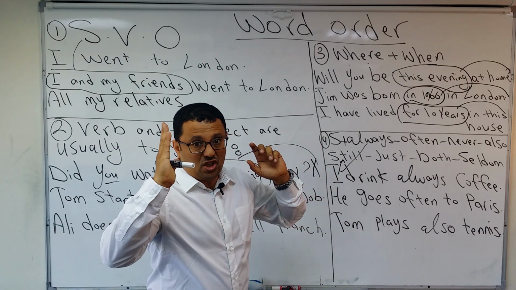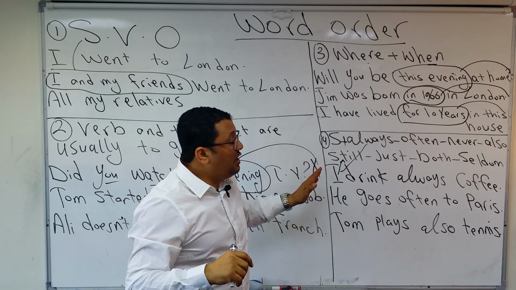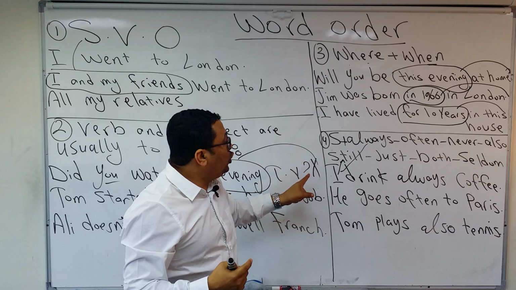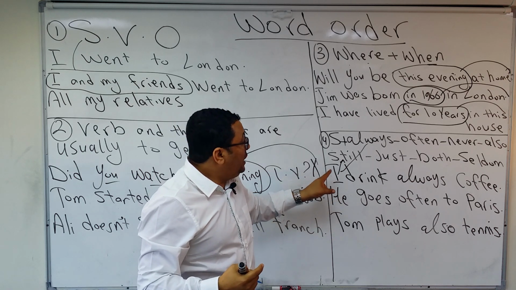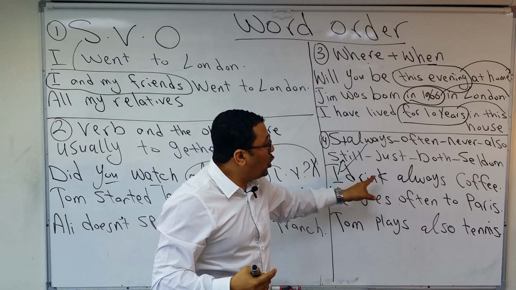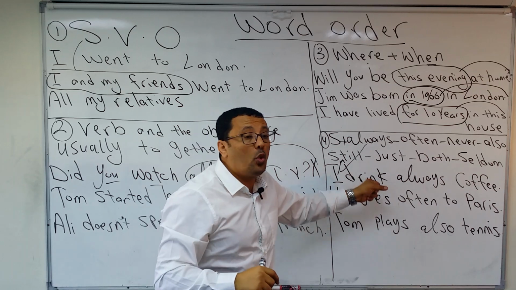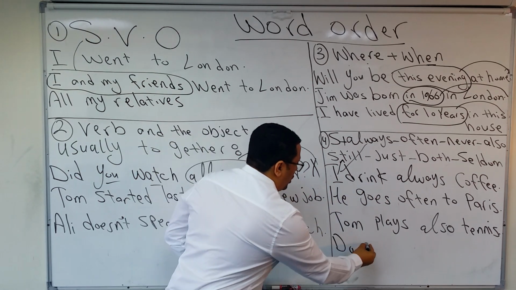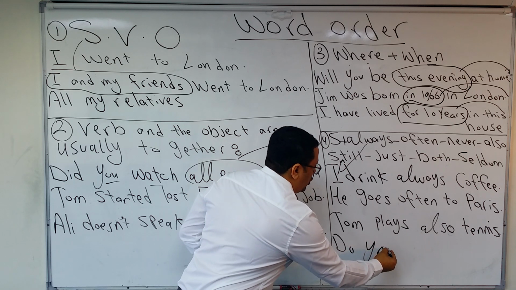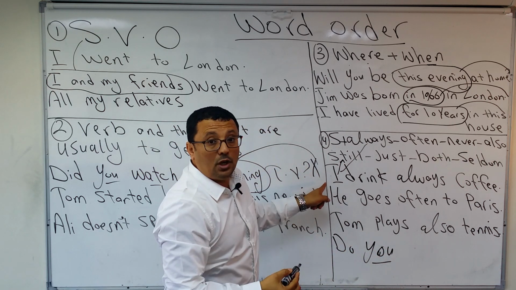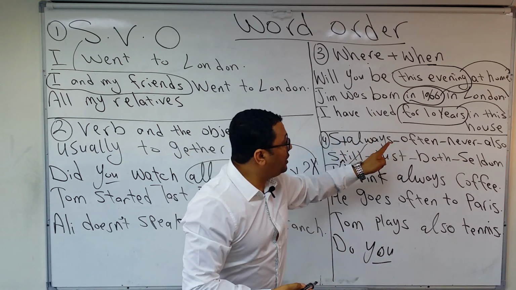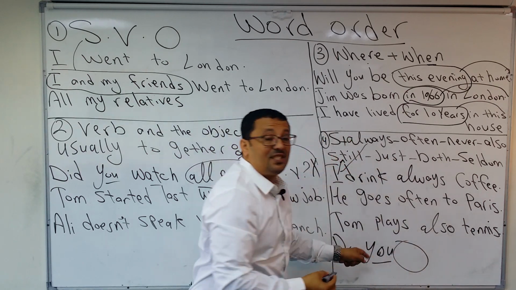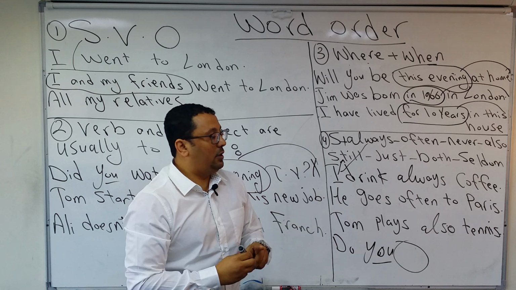Mr. Murad, I have a question. Yes. Even in the question, when I ask you, do you drink always coffee, is wrong. Do you always drink coffee is correct. Why? Because do you is the subject. So you put always, often, also, seldom after the subject. What is the subject? You, he, she, it, they, we.